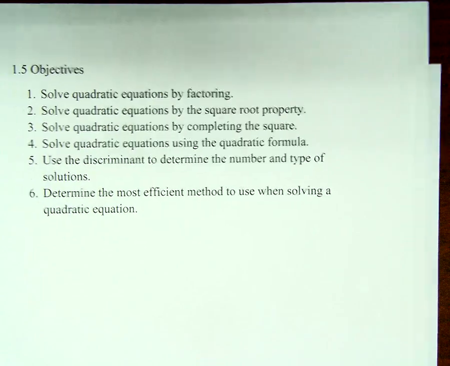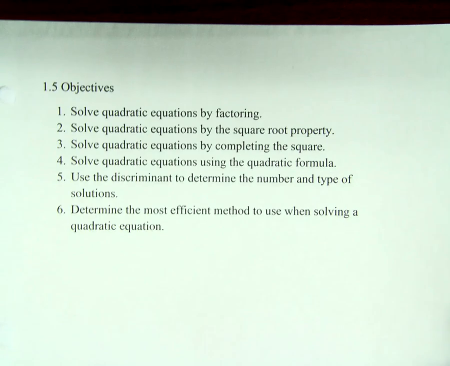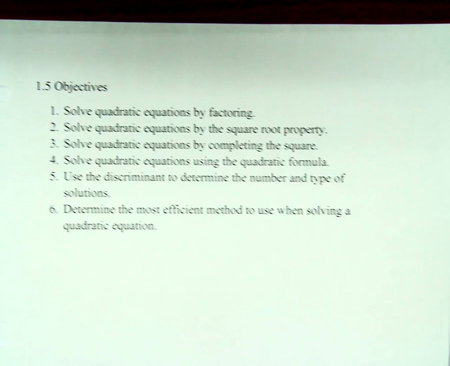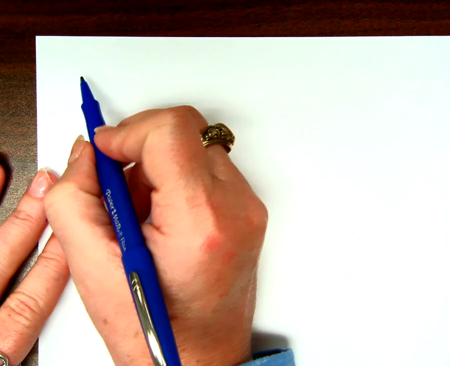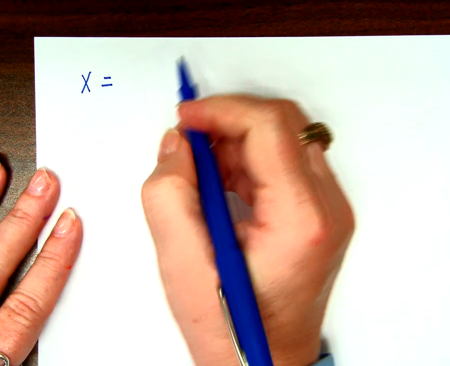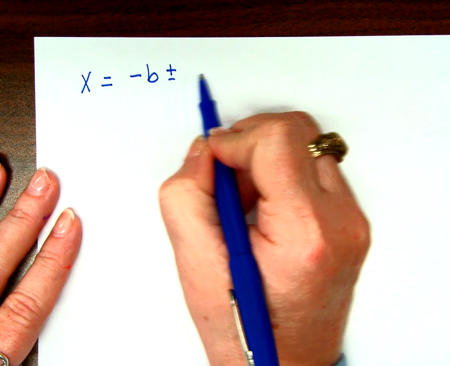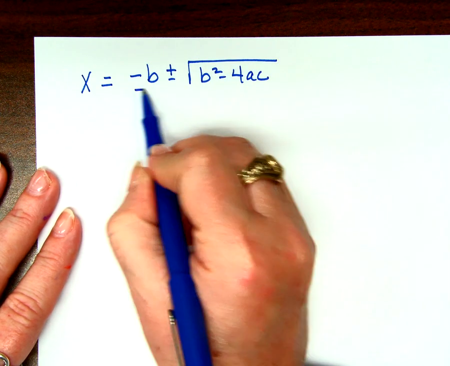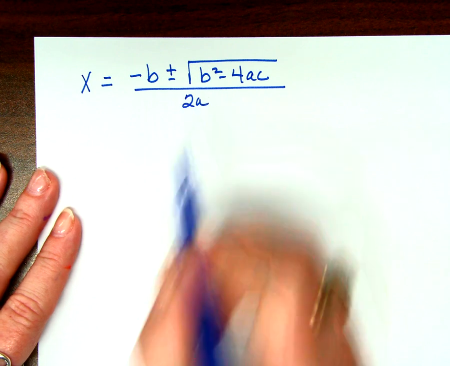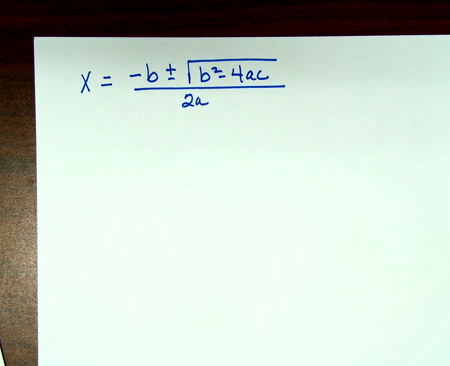Most people like quadratic formula because they know that it works every time. You also know that it's not always the easiest, but you know it works every time, right? And I think that's why people like quadratic formula so much. Okay? So let's remember what it is. X equals negative b plus or minus the square root of b squared minus 4ac all over 2a. Yes? Let's do one example of it.